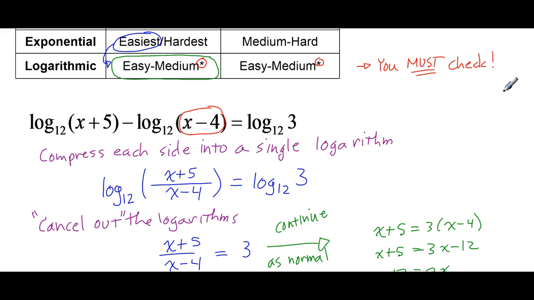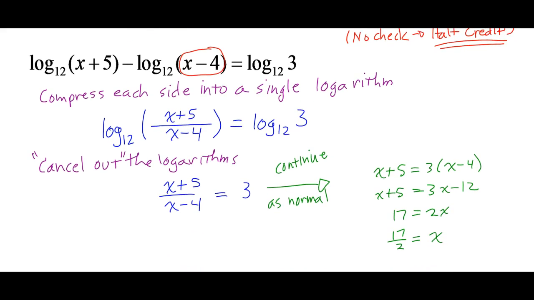And let's make this perfectly clear. If you're taking a test and you do not write down a check, if there's nothing written down showing that you checked your answer, the maximum you can get on that question is half credit. So do not take this lightly. I am dead serious that if there is a logarithm in the equation, there had better be something written down at the end of the problem where you check your answer. So let's talk about how to do that.